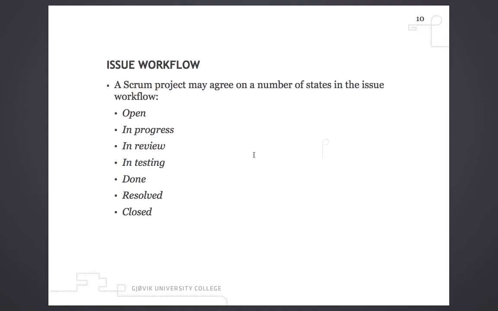Then you put it to done, and you can resolve maybe a bug. If the issue is a bug, you can resolve it, and you can close it if it's verified by the product owner and the Scrum Master. If this is okay, then you close it.